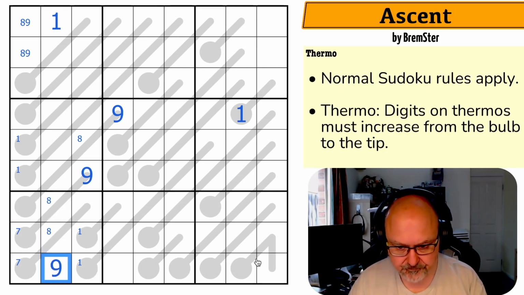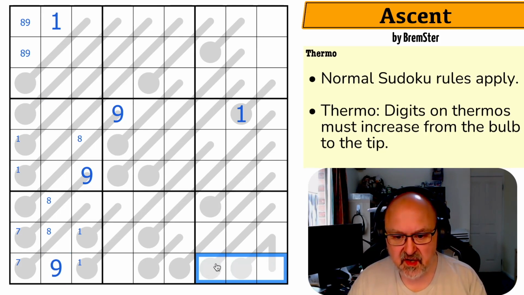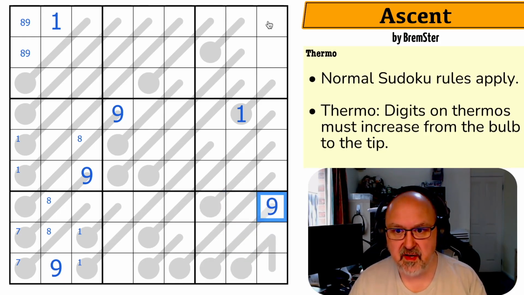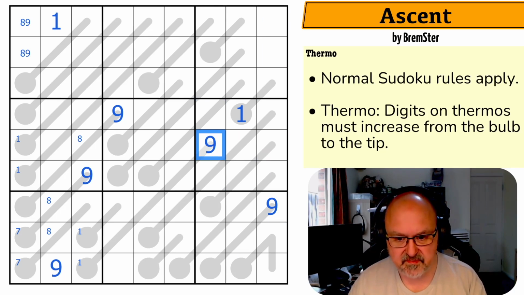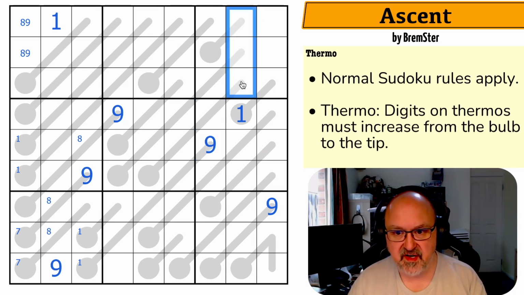That is a 9. That means down here, 9 can't go in these cells. 9 can't go partway along a thermo. That becomes a 9. That takes 9 out of those, and that matters because 9 can't be partway along a thermo. That becomes the 9. That puts 9 in one of those 3, which is all ends of thermos.